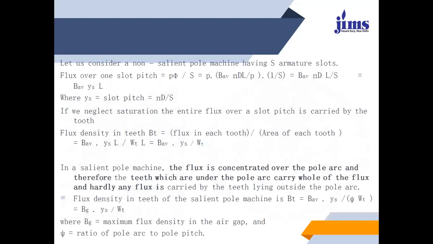Let us consider a non-salient pole machine having S armature slots. The flux over one slot is P phi upon S, or P times B average pi D L upon P into 1 upon S, so B average pi D L upon S, or B average YS L, where YS is the slot pitch, pi D upon S. If we neglect saturation, the entire flux over a slot pitch is carried by the tooth, and so the flux density in the tooth, Bt, will be the flux in each tooth upon the area of each tooth.